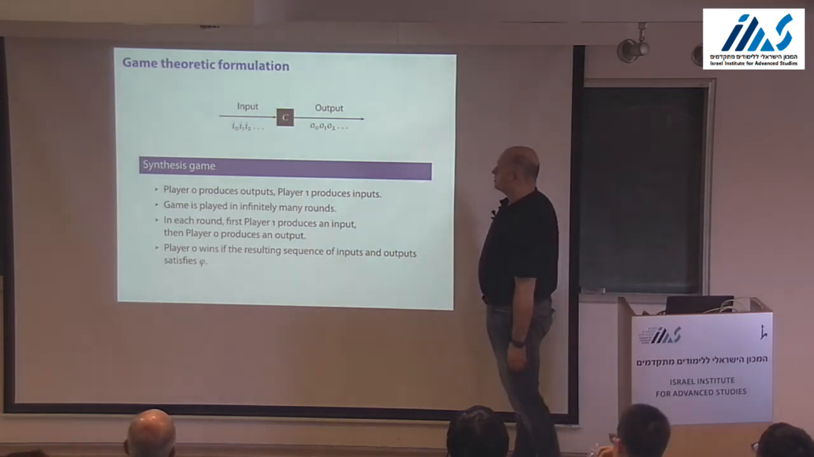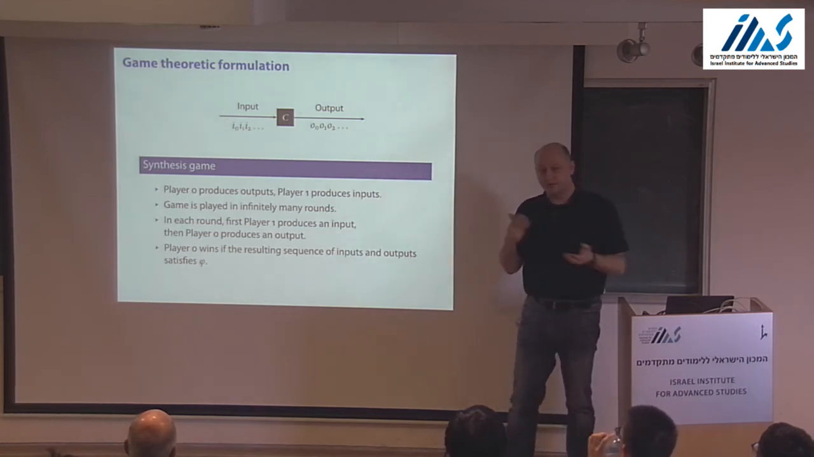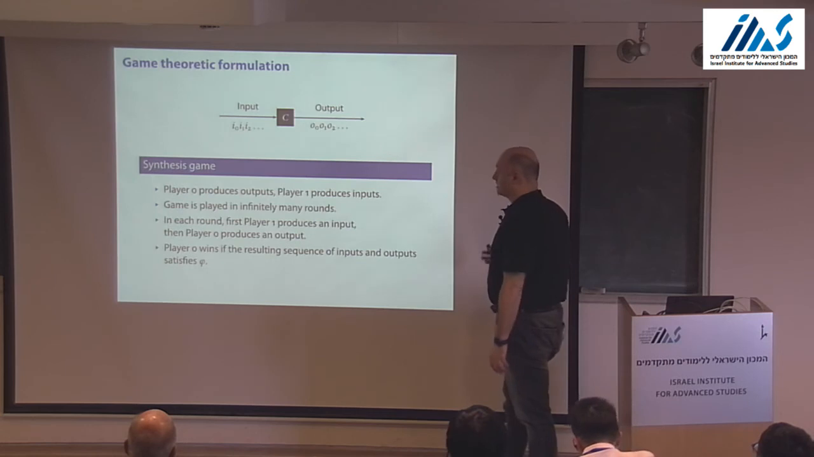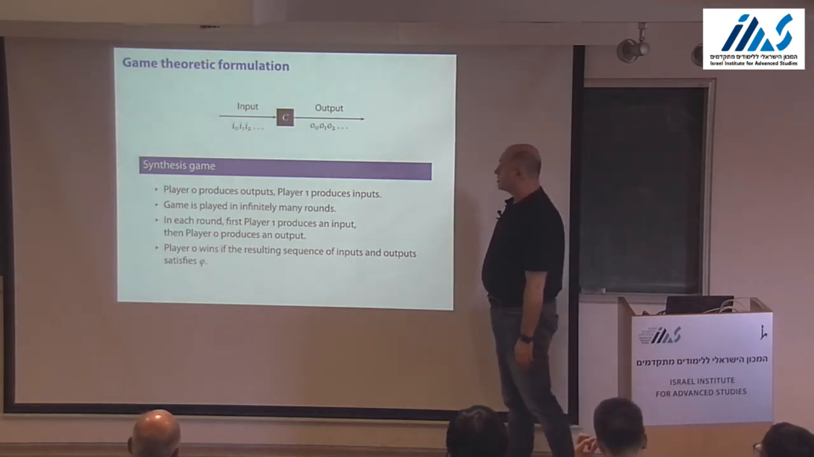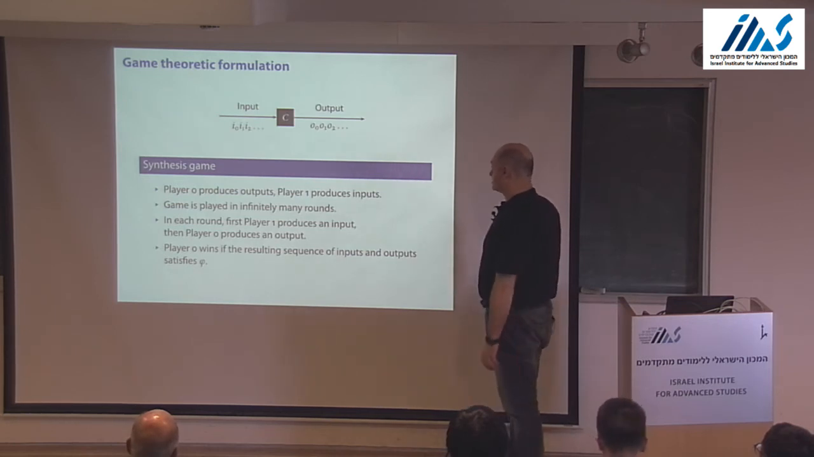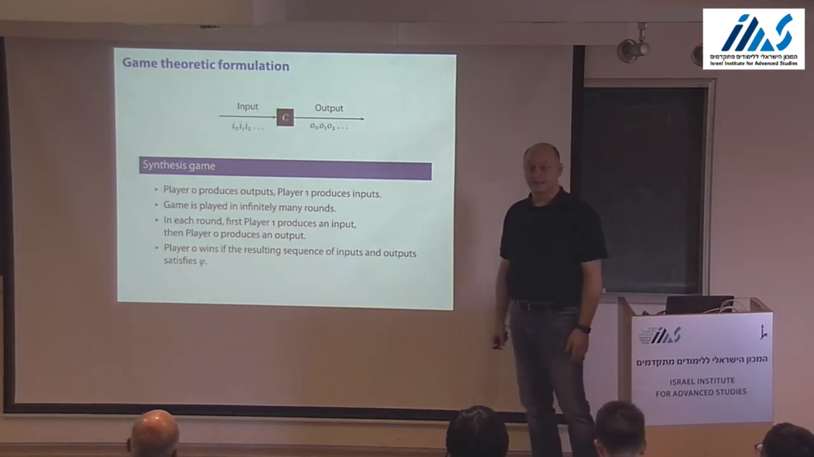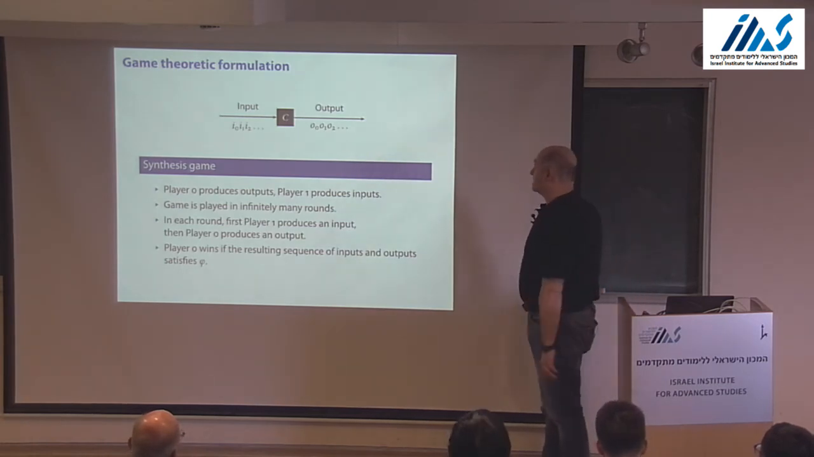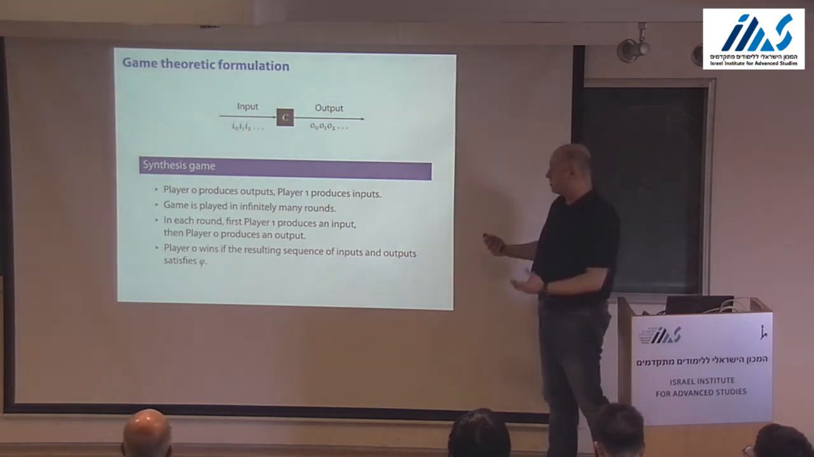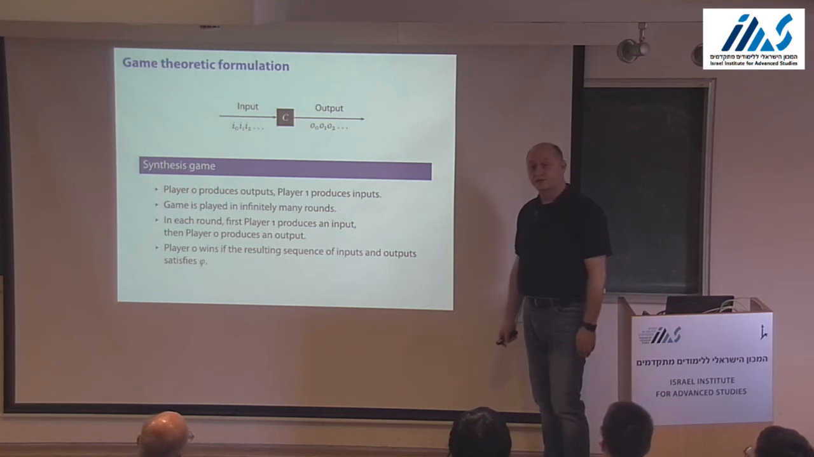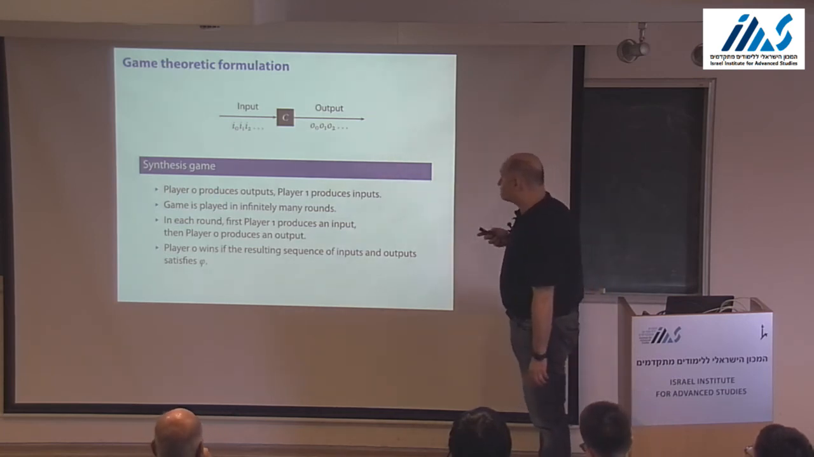Now, the game theoretic formulation of the problem sees this as a game where the two players represent the environment and the system respectively, and they take turns in producing inputs and outputs, right? So player 0 produces outputs, player 1 produces inputs. And if the resulting play satisfies the specification, then we say that player 0, the system, has won the game. And now we're interested in finding a winning strategy for player 0, which constitutes an implementation of the specification.